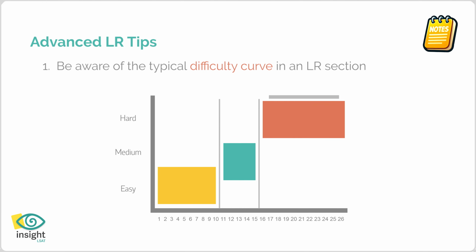Then there's usually a significant jump at or around 16, and this holds pretty much for the rest of the section. For the most part, you're going to run into hard questions up here, with the occasional medium-level one thrown in. Easy questions are rare and barely ever show up in this range.